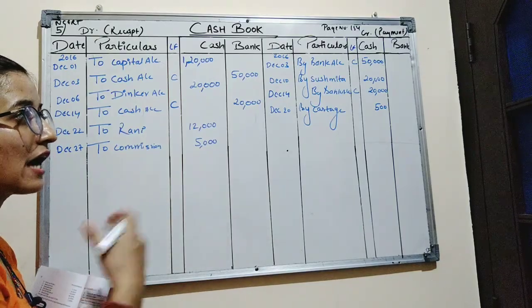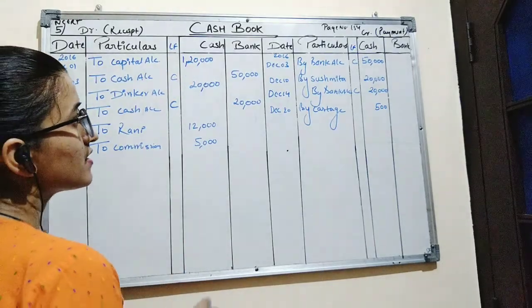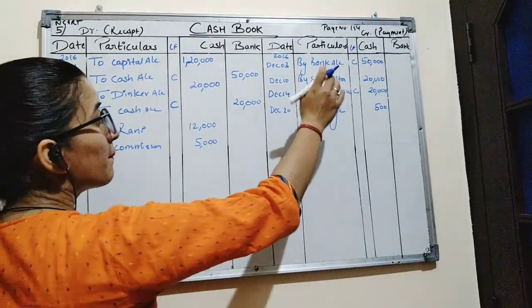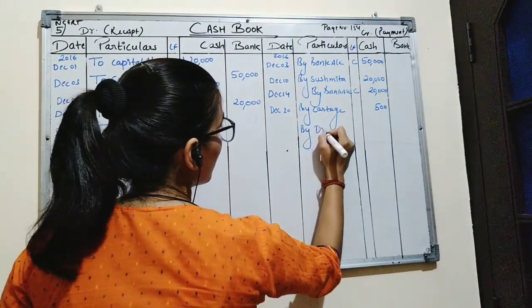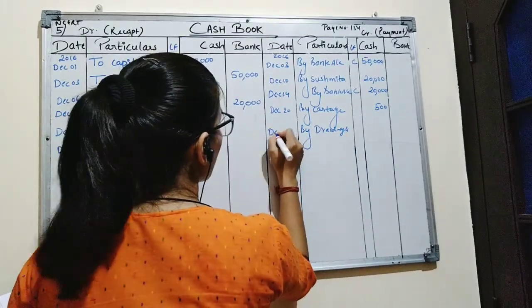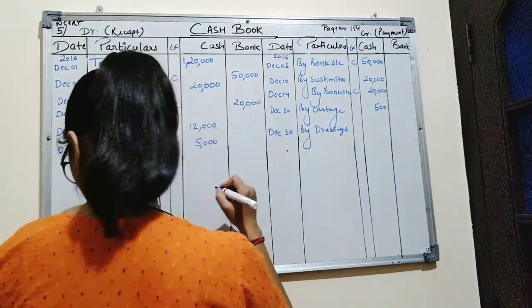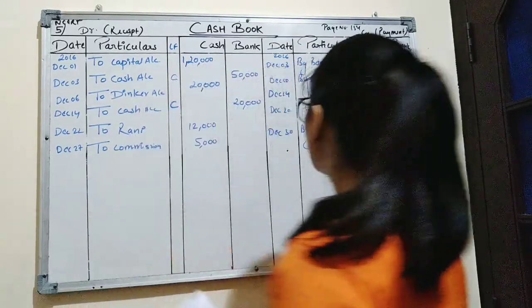On 30th December, transaction is withdrew cash for personal use. Now withdrawing cash means it is a drawings. So we are withdrawing cash, that means we will record it on payment side by drawings December 30 and it will be recorded on cash column.